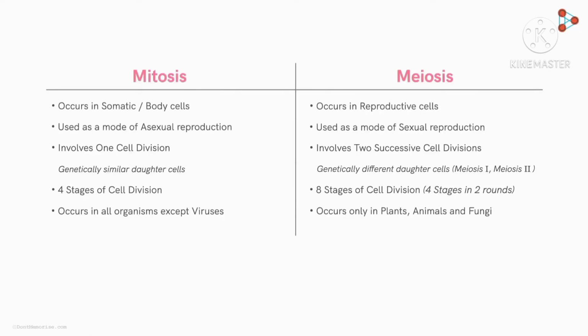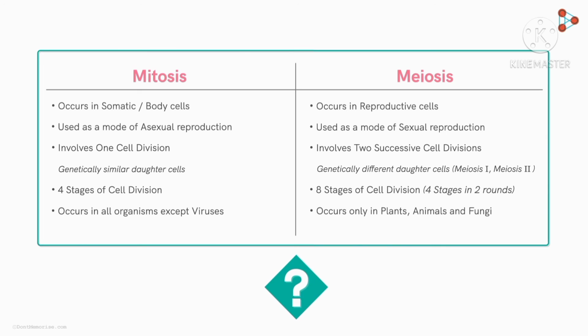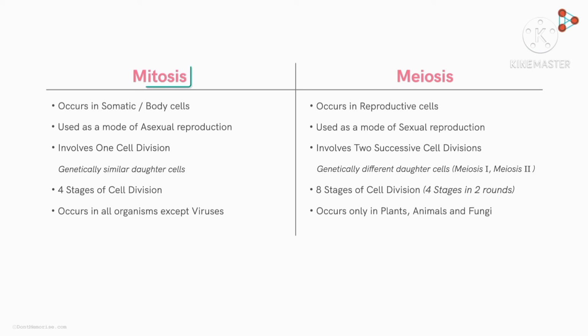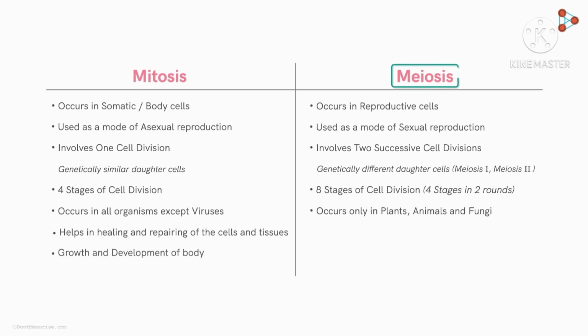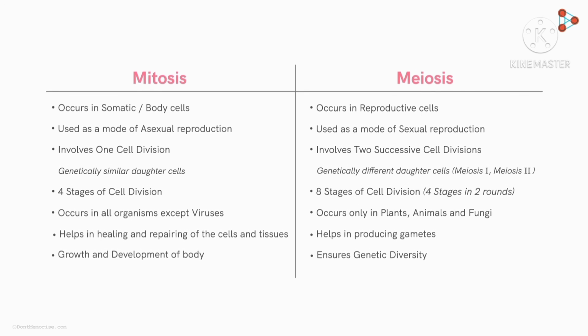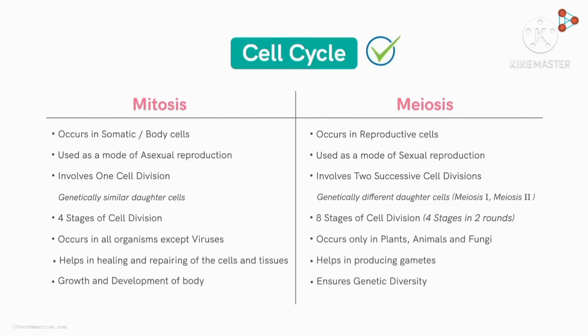Before signing off, tell me one thing. Have you ever wondered what important tasks do these two processes perform in our body? Well, mitosis helps in the healing and repairing of the cells and tissues of our body. It's also responsible for the growth and the development of the body. Meiosis, however, helps exclusively in producing gametes. This ensures genetic diversity.